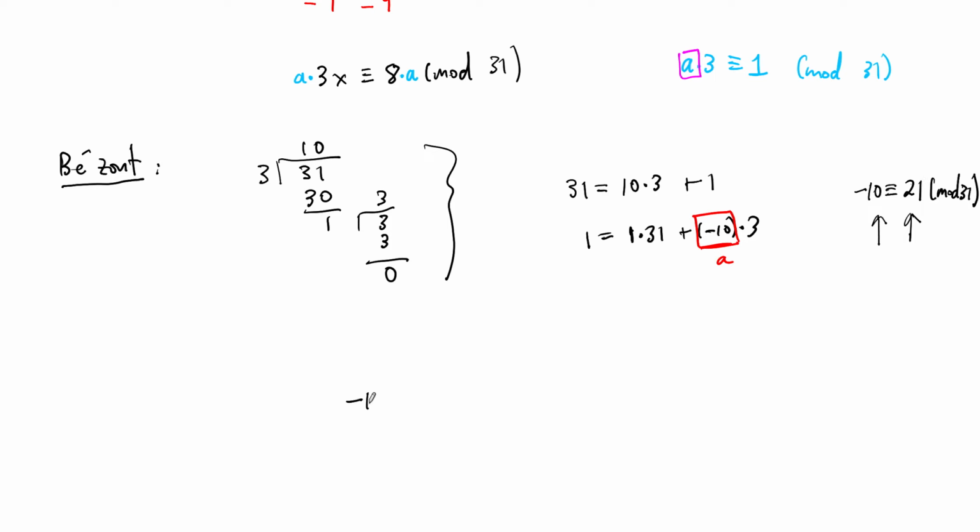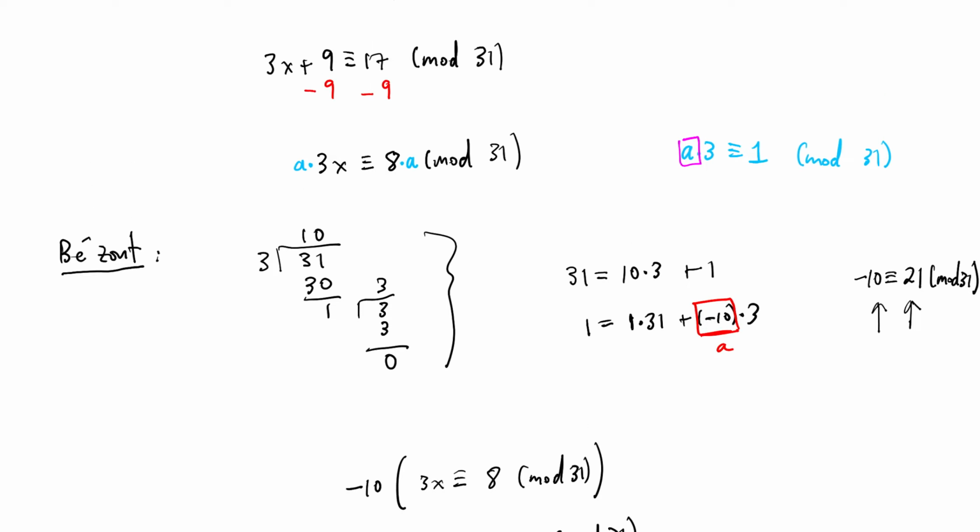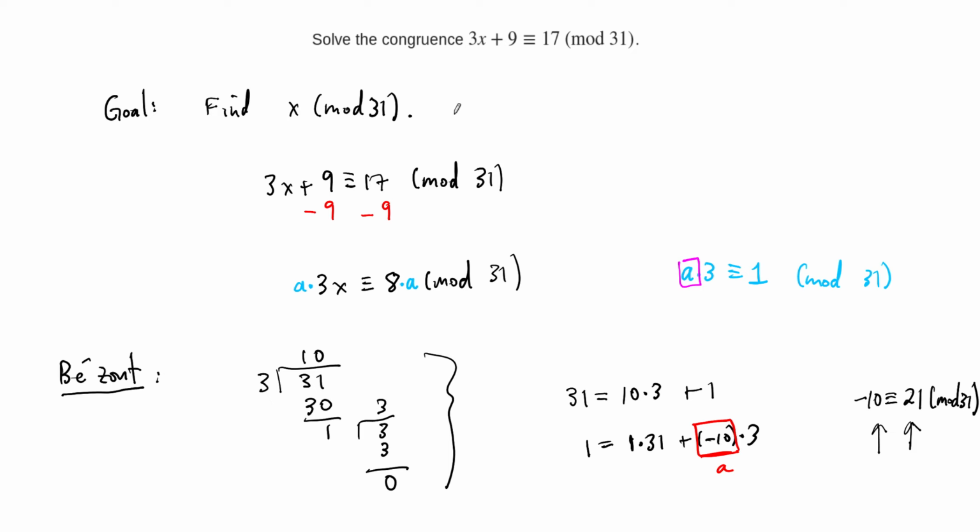So what I'm going to do now is multiply negative 10 times this entire congruence, 3x congruent to 8 mod 31. Negative 10 goes through on the left-hand side, and what does it give us? 1, because we made it so that this is the inverse of 3 mod 31. So now we just have x congruent to negative 80 mod 31. And that is not going to be an acceptable answer. It's perfectly fine and correct, but it's not the one we're looking for. We want to reduce this.